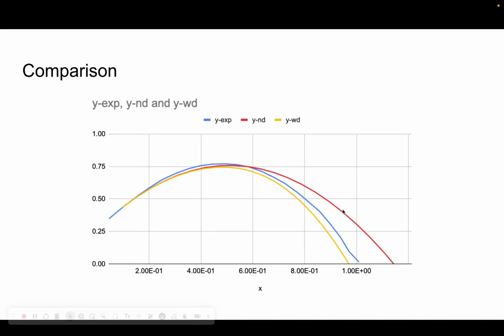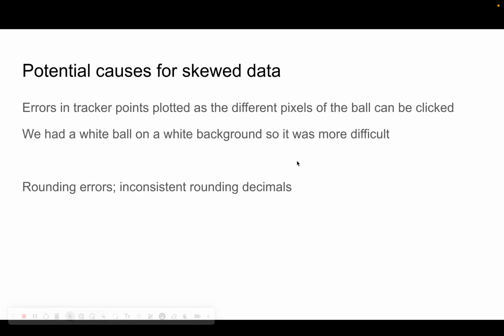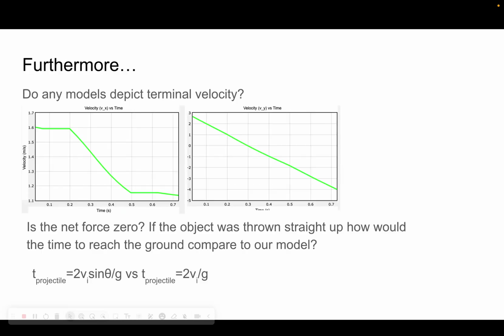Here we can compare them, and you can see that the y experimental went pretty much this far, and the y theoretical went further because it does not have any forces acting upon it, and the one with drag is a little shorter. Some potential causes: since we zoomed in so far to click on different positions, maybe we could have hit different pixels on the ball, especially since we had a white background and a white ball, it was more difficult, and also rounding errors.